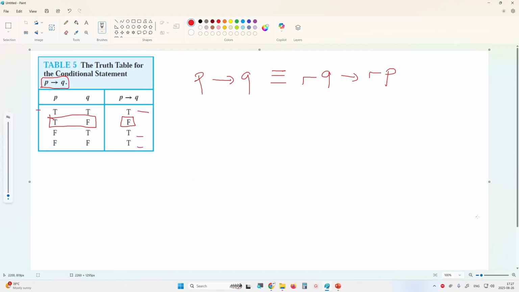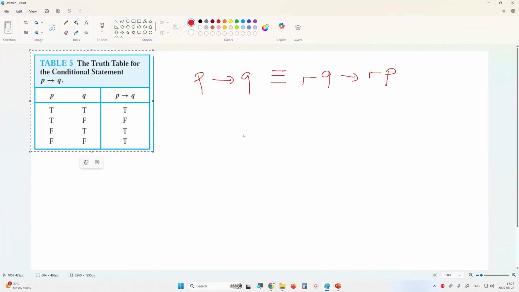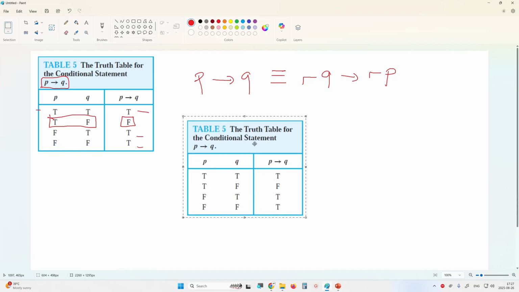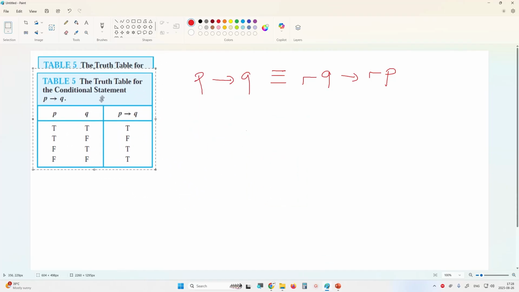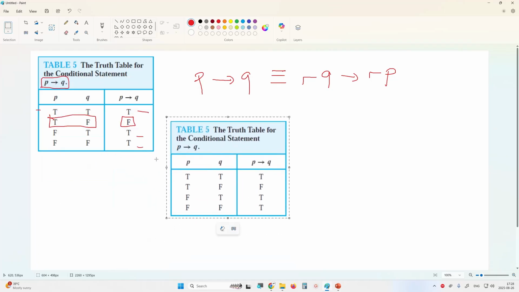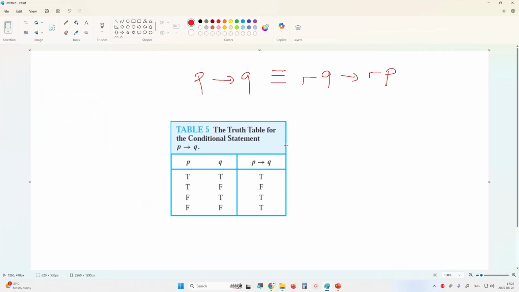Now, how can we check? We can check that by doing something very easy. Let me just copy this and paste it here. So this is a table. I'd like to paste it again, empty, so I don't want to have that one. And what I would like to do is to add to this the truth table of this one over here.